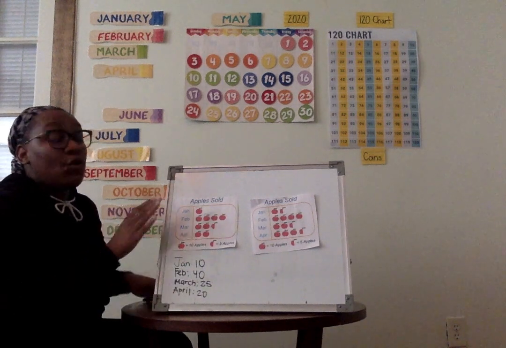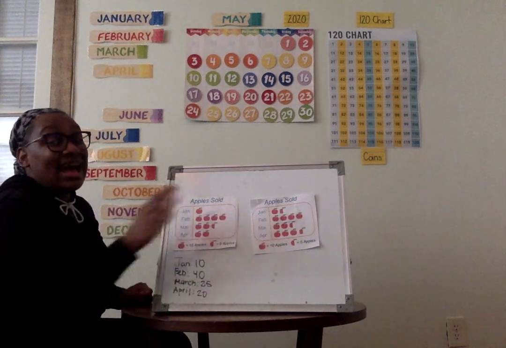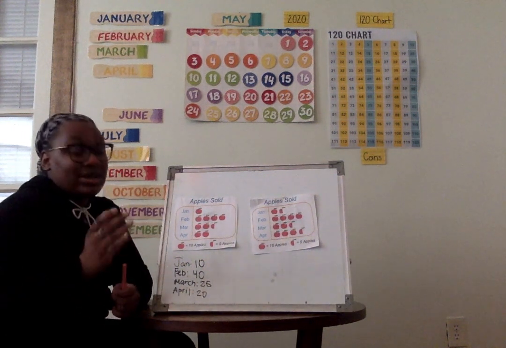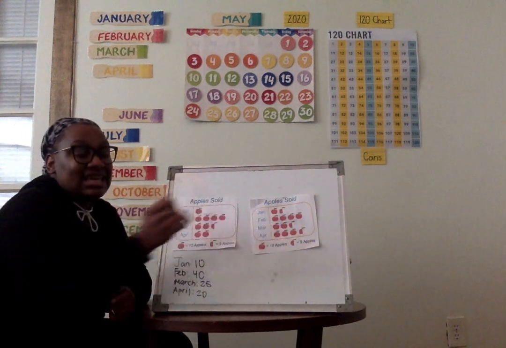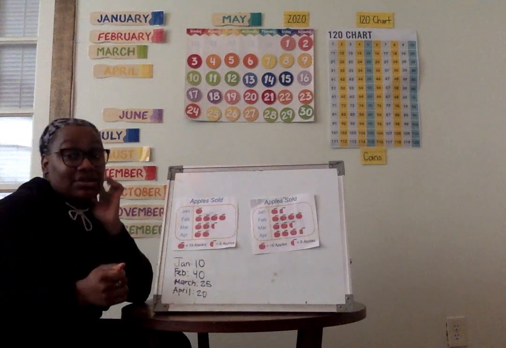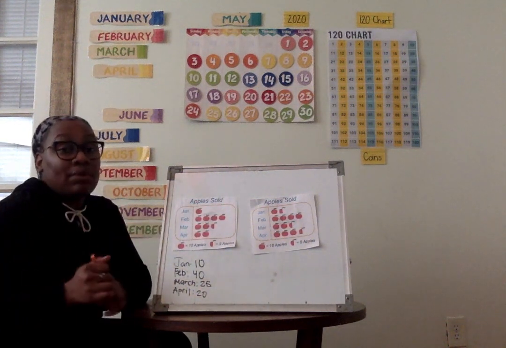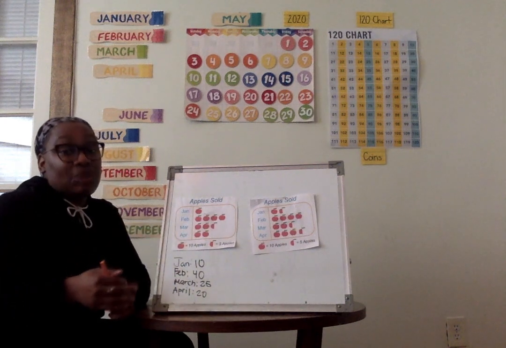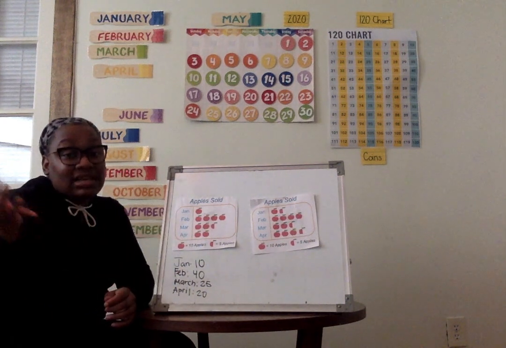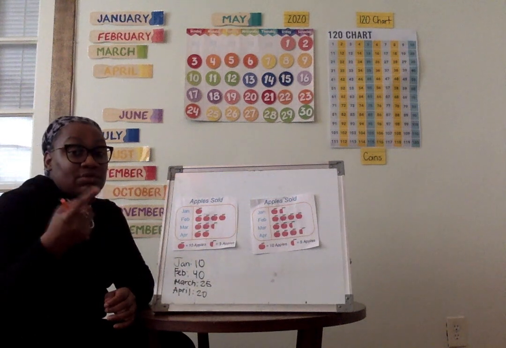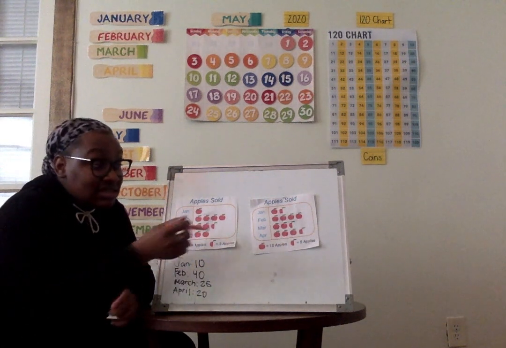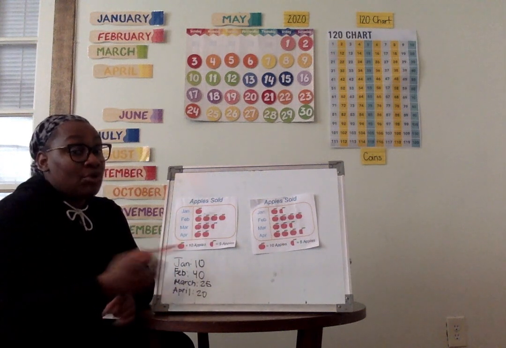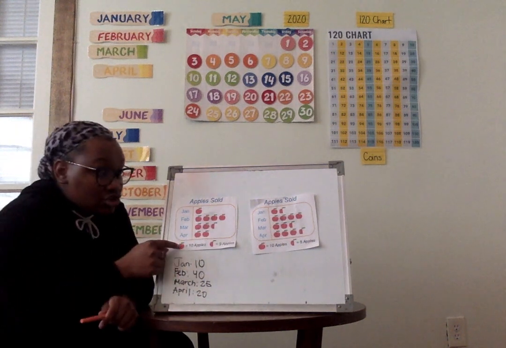So, before we even start counting, I'm going to give you a tip. When you look at a graph, you always want to check for the key that might be at the bottom or on the side of the graph. The key is so important because it tells you how much each picture is worth. Sometimes you might think one picture might only be worth 1, but in this key, each apple is worth more than 1. Let's look.